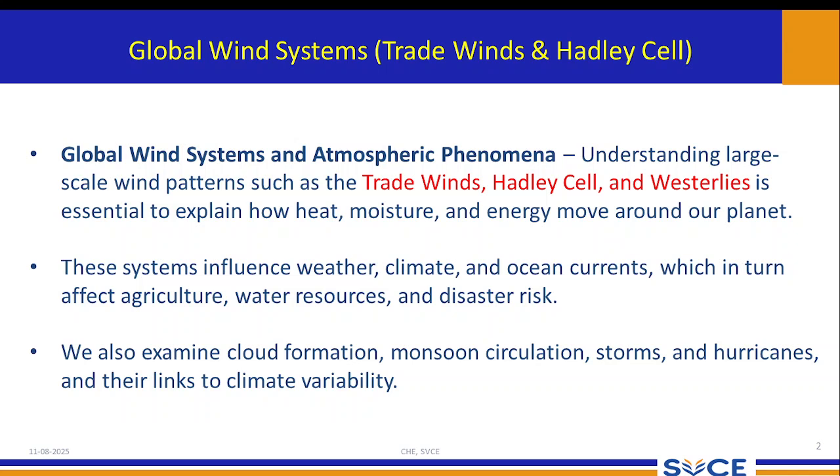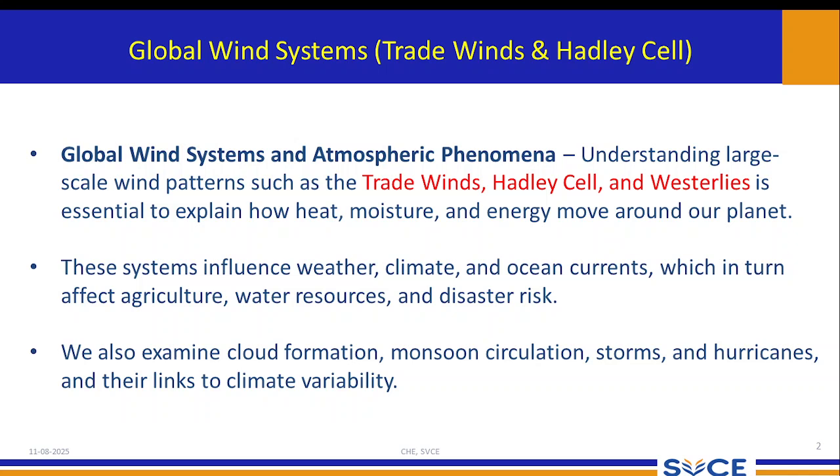Because of this, the wind pattern changes. Okay, because of this wind pattern, the rainfall occurs or there may be a drought. So you need to understand the movement of heat, moisture and energy in our planet. These systems influence weather, climate and ocean currents, which in turn affect agriculture, water resources and disaster risk.